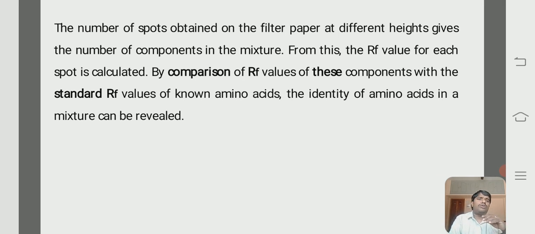The number of spots obtained on the filter paper at different heights gives the number of components in the mixture. From this, the RF value for each spot is calculated. Later, by comparing the RF values of these components with the standard RF values of known amino acids, the identity of amino acids in a mixture can be easily revealed. So by this method, we can separate a mixture of amino acids into individual ones.